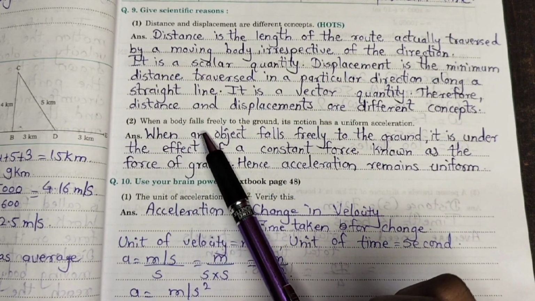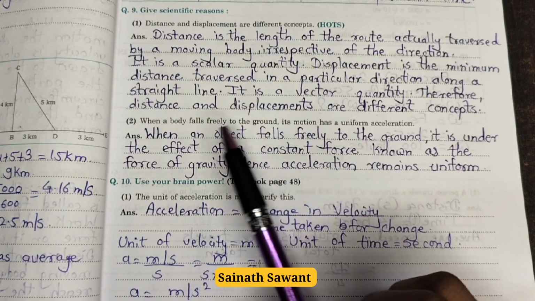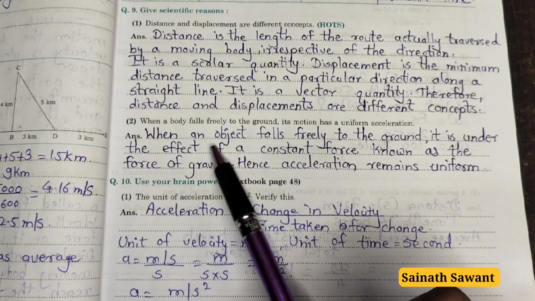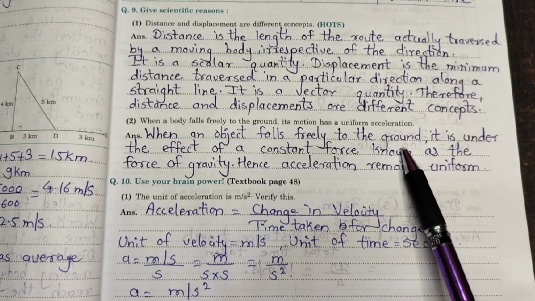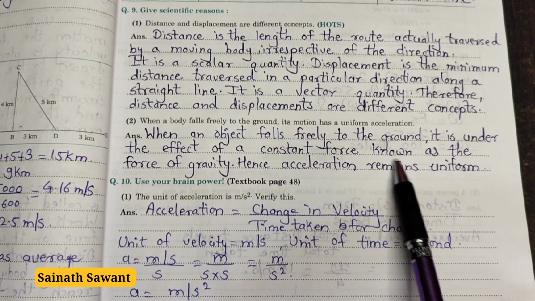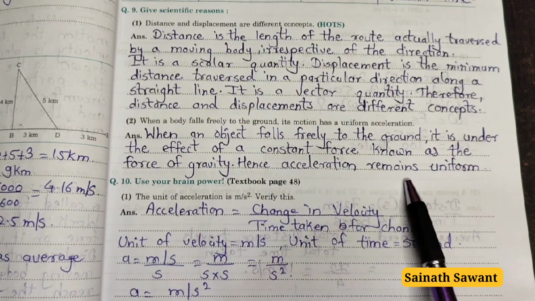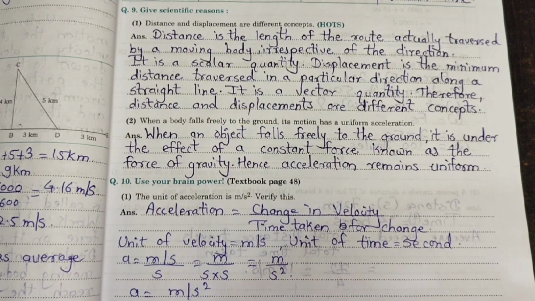Second, when a body falls freely to the ground, its motion has a uniform acceleration. Answer: when an object falls freely to the ground, it is under the effect of a constant force known as the force of gravity. Hence, acceleration remains uniform.